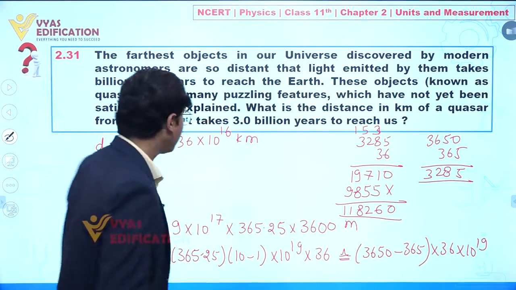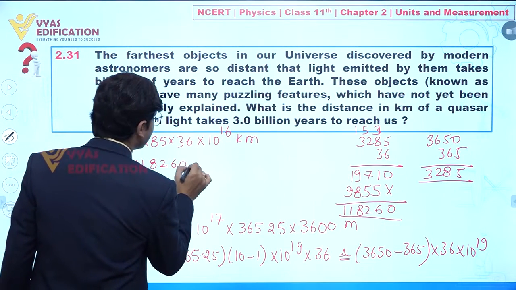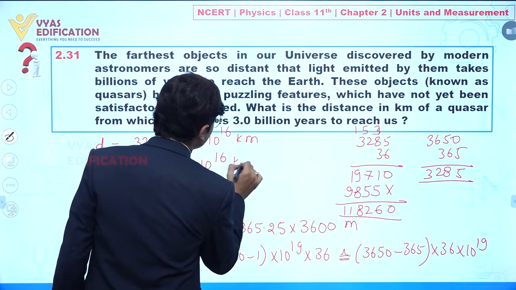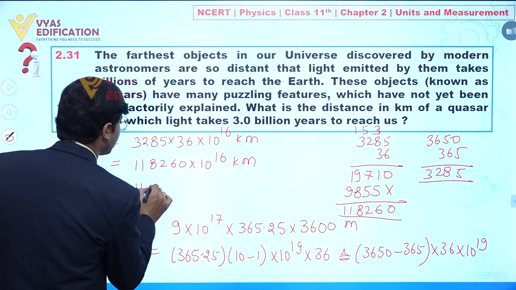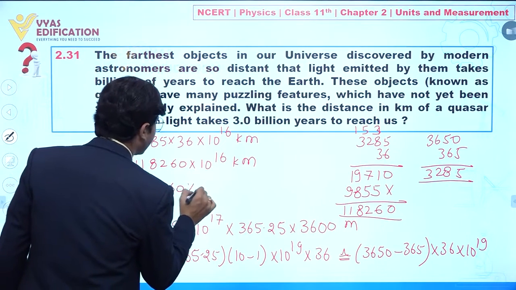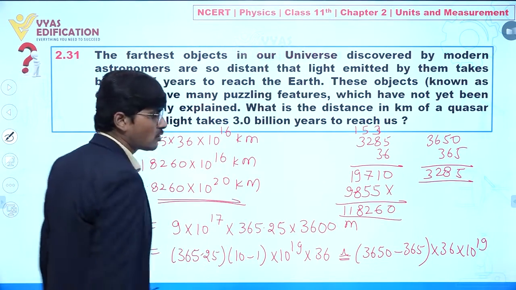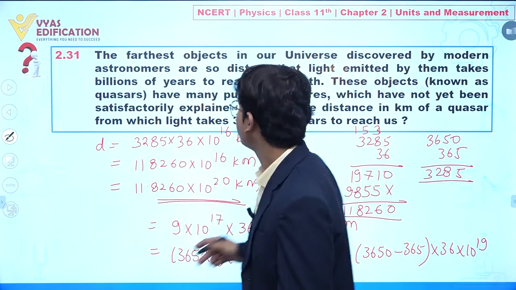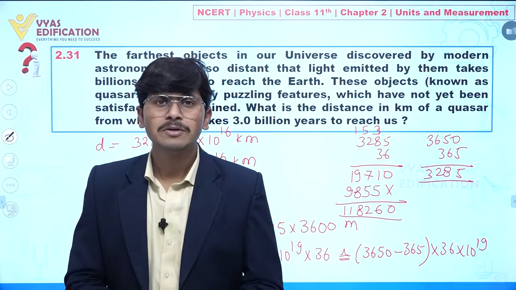Clear? So from here you can write like this, this is 118260 into 10 to the power 16 kilometer. Clear? Or you can also write like this, this is 11.8260 into 10 to the power 20 kilometer. Clear? So this is all about total distance covered by this light before reaching our eyes. Clear? So this is all about this question.